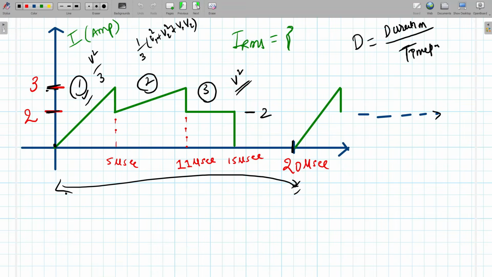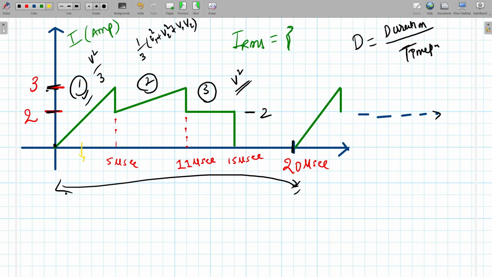So here also we have three different waveforms. For all the waveforms you should calculate U and D. Final will be RMS 1 whole square plus RMS 2 whole square plus RMS 3 whole square, total under root.